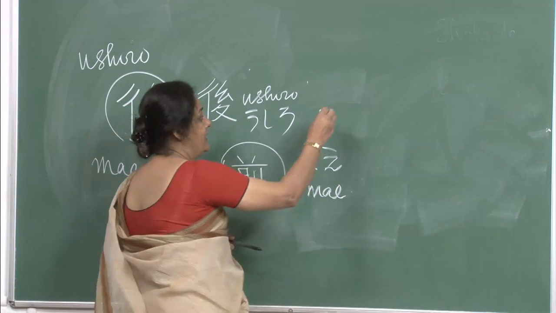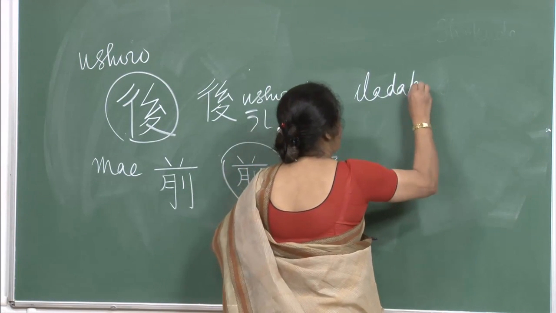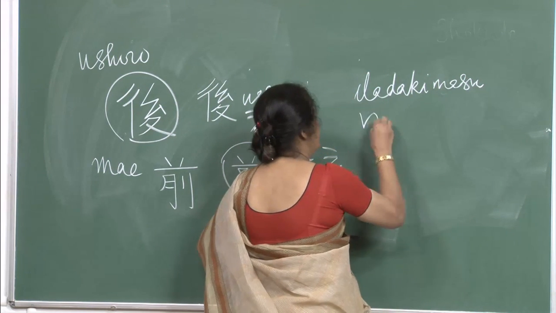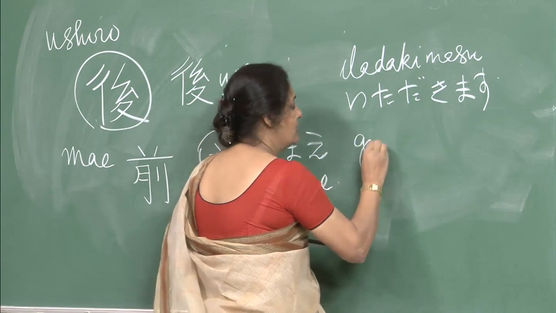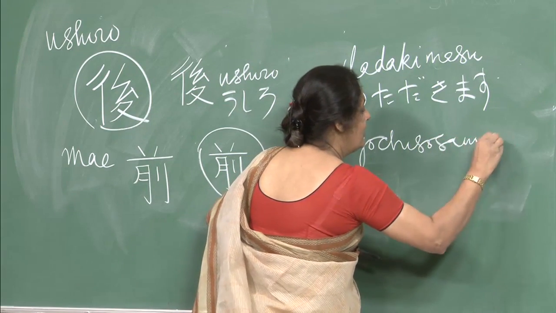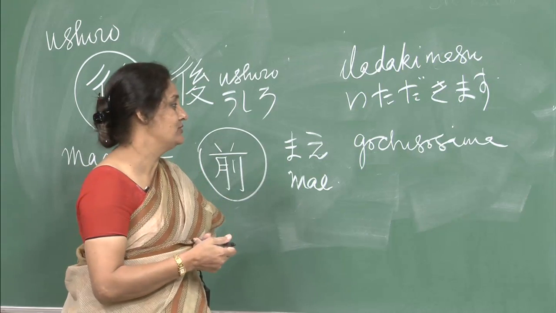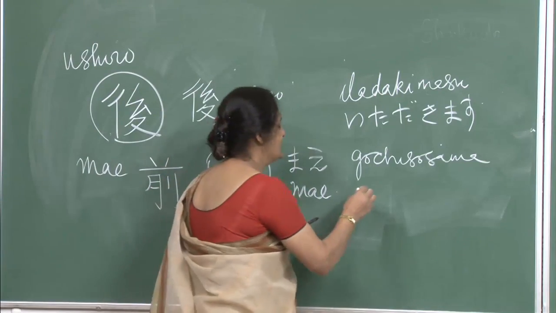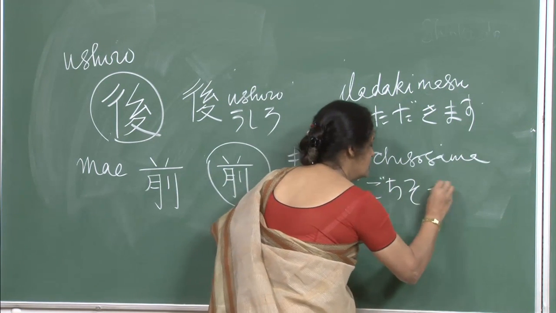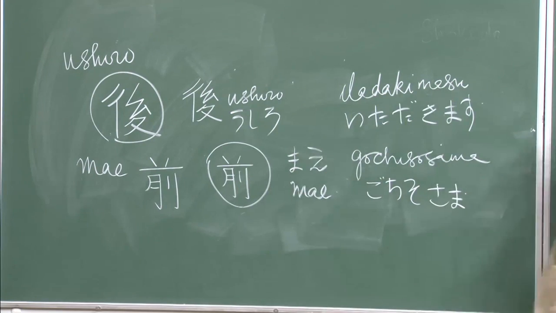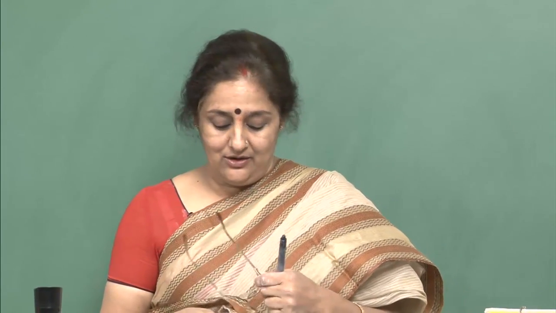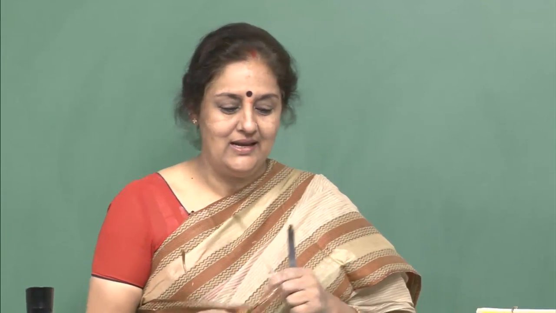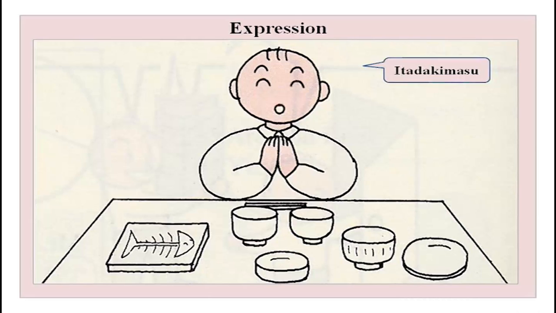So you can see, you join your hands and you say itadakimasu, and then you say gochiso sama after finishing your food. After you are through with your food, you thank God again for all the good food that he has provided. So gochiso sama. Please learn these 2 expressions. They are nice, they are very handy, they make you very comfortable in Japan, and the Japanese also like it very much that you are using their expressions very freely and nicely where they are supposed to be used.